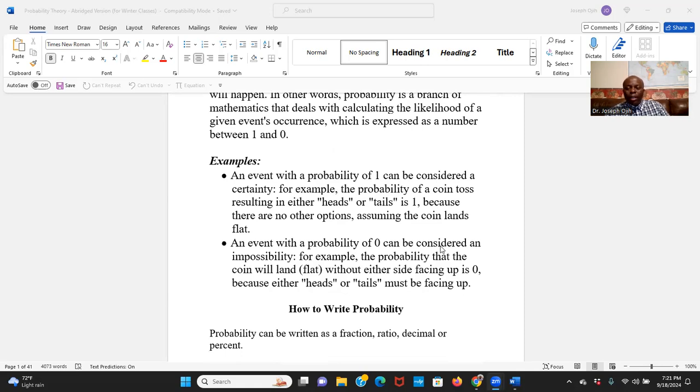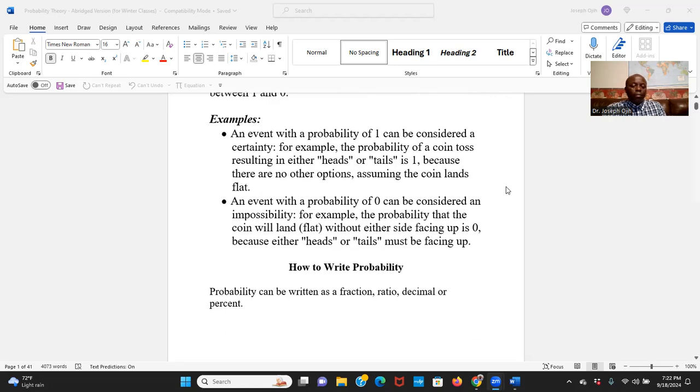Okay, for example, now I know that I'm going to have this class tonight, and I'm here, and I know I will be here, which means that the probability that I will be here tonight for this class is 1. Now an event with a probability of 0 is considered an impossible event. It cannot happen. For example, the probability that the coin will land flat without either head facing up or tail facing up is 0.